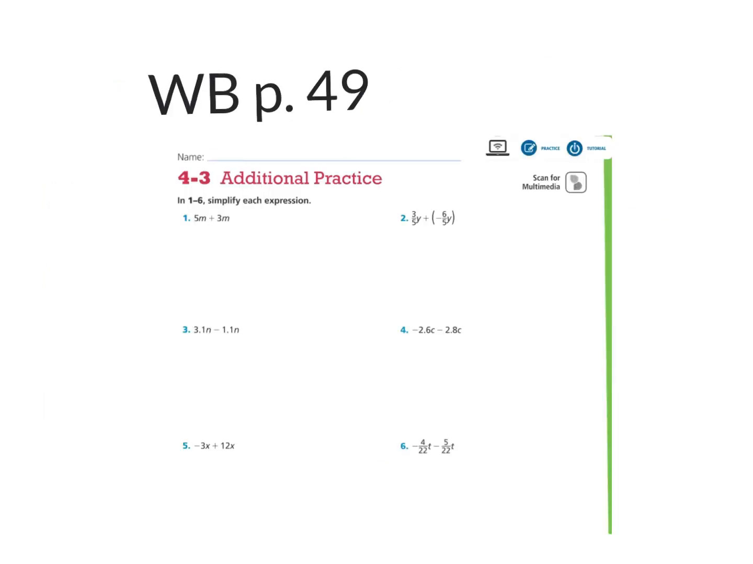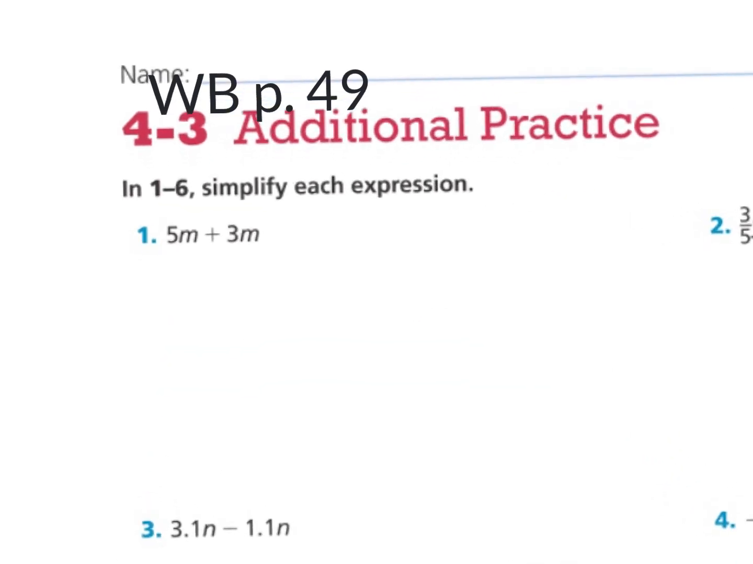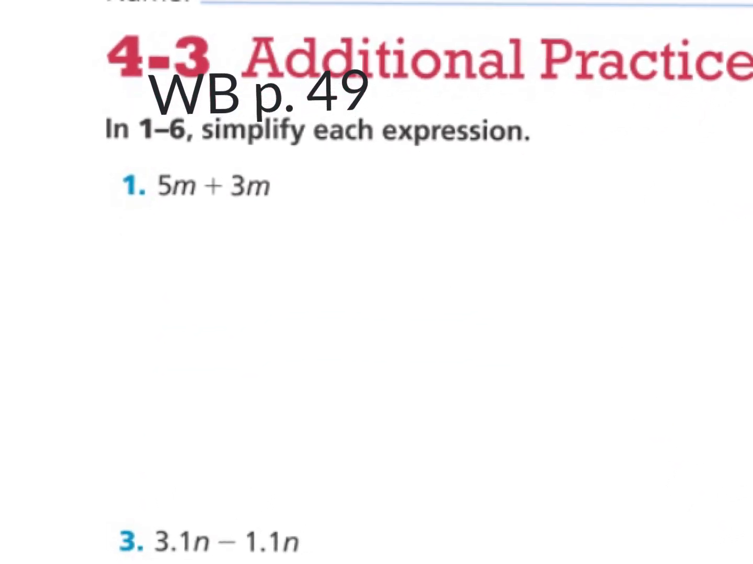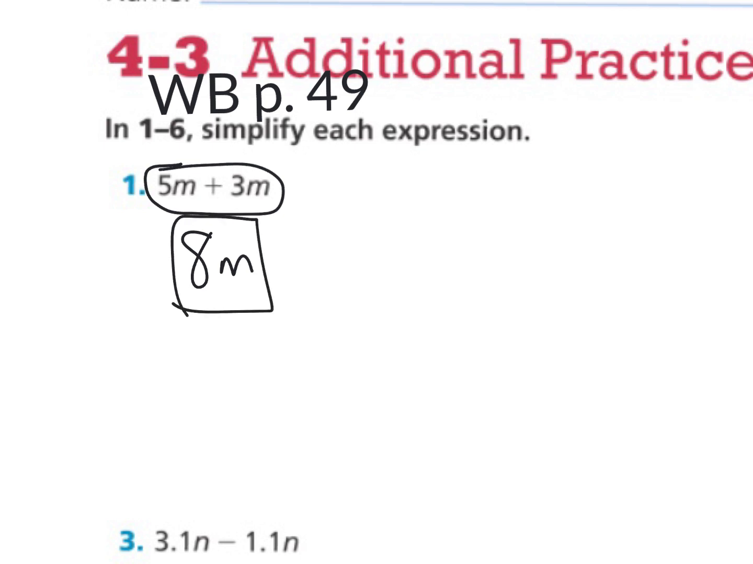Workbook page 49, we'll look at a few problems here. One thing just to mention, if you were doing a problem like number 1, we haven't seen much of this yet. Those are like terms we can combine together, and we would just get 8m, and that would be it. So it's possible to have only one term as your answer. Normally not going to be the case, but it is possible.